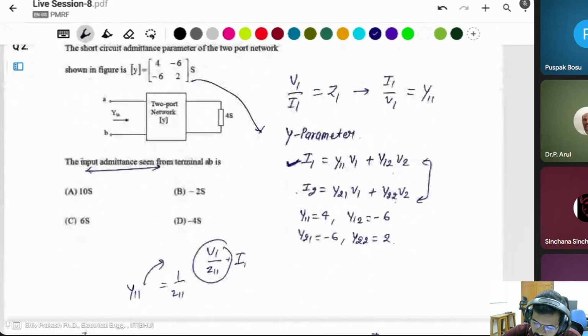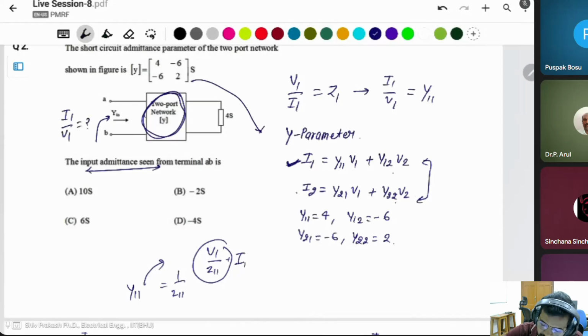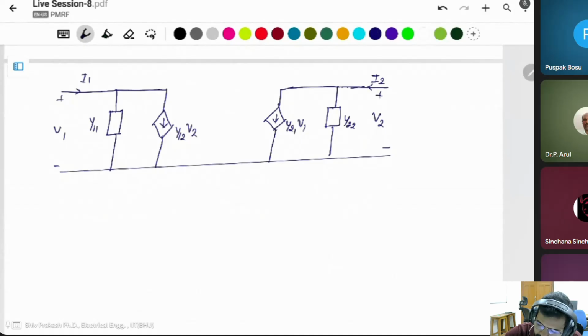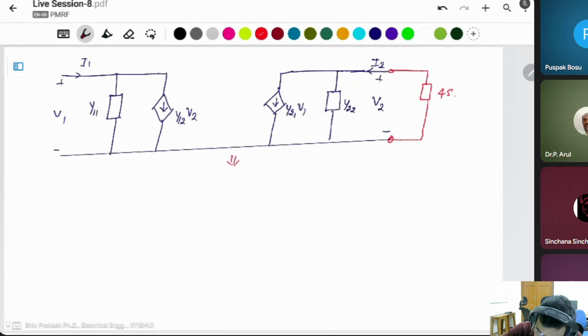Okay, then our network is completed. After that, there is another admittance given as 4s, and it asks about this parameter, I1 by V1. Then you have to add here an admittance of 4s. Okay, it means the circuit will be like this.